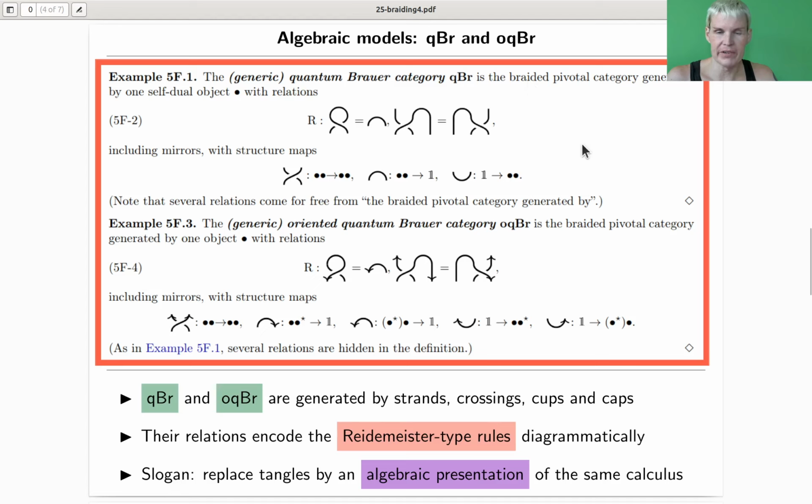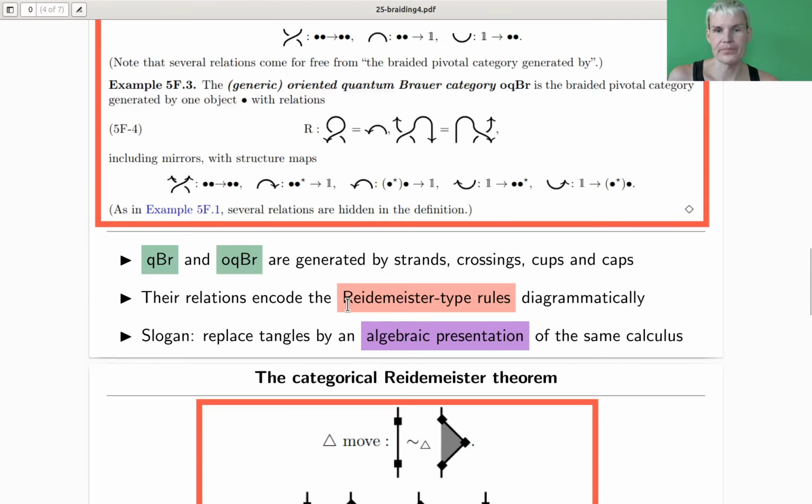It's braided and pivotal, so the Reidemeister 2 and 3 moves come for free. Pivotal already implies our little zigzag friend, for example. And then some interaction relations between crossings generated by one object and those relations. And this is equivalent to tangles. Essentially, that's what it is. You could do it with orientations if you want. And that's what we like in quantum topology, right? We have algebraic models for non-algebraic objects. That's the whole point, right?